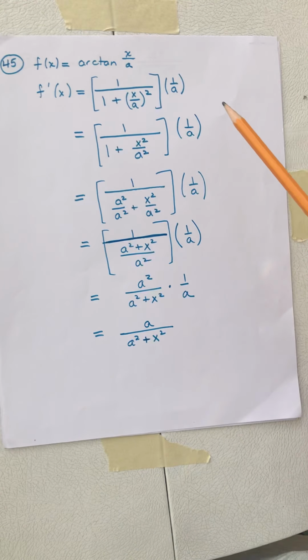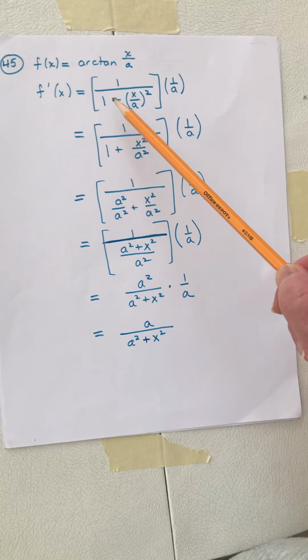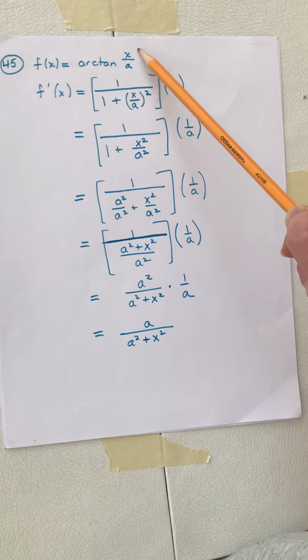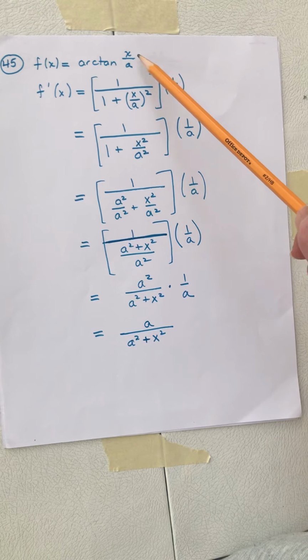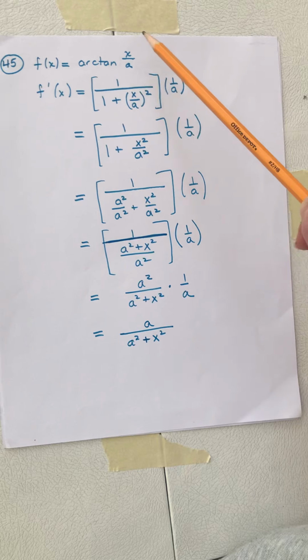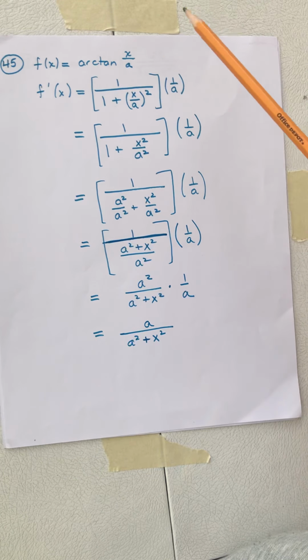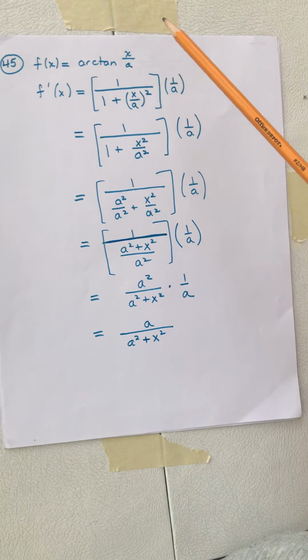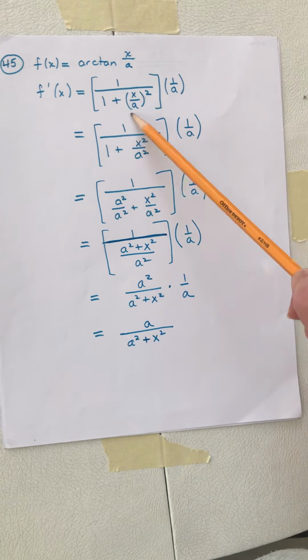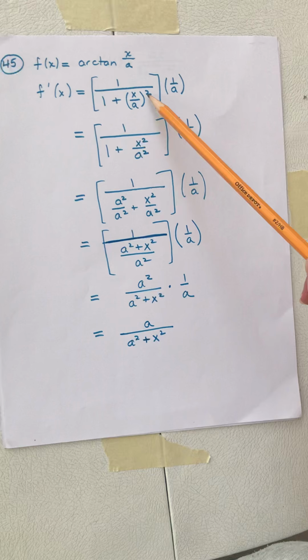All right, so we've got 1 over 1 plus the function, which is x over a squared, times the derivative of x over a, which x over a is really 1 over a numerical coefficient for x. So the derivative of 1 over a times x is just 1 over a. So now all I do is simplify this.